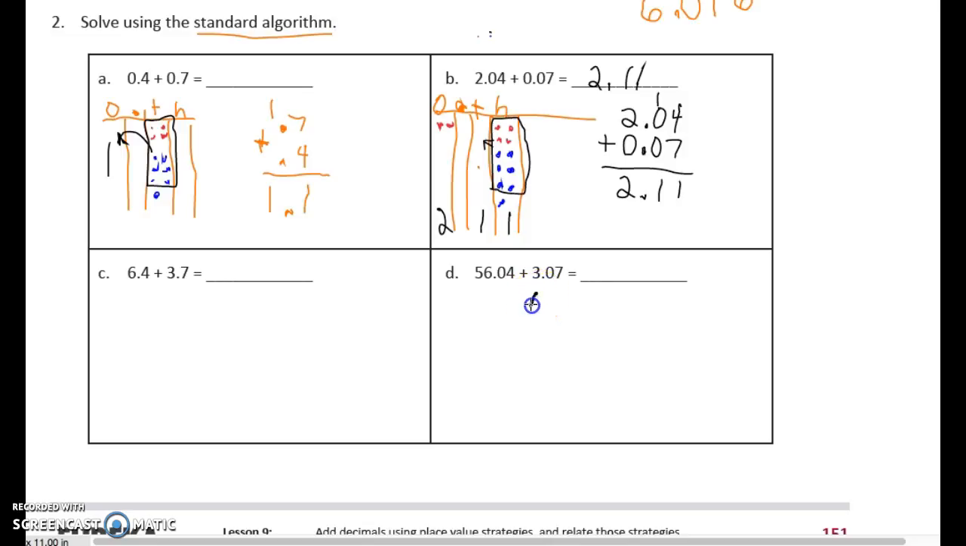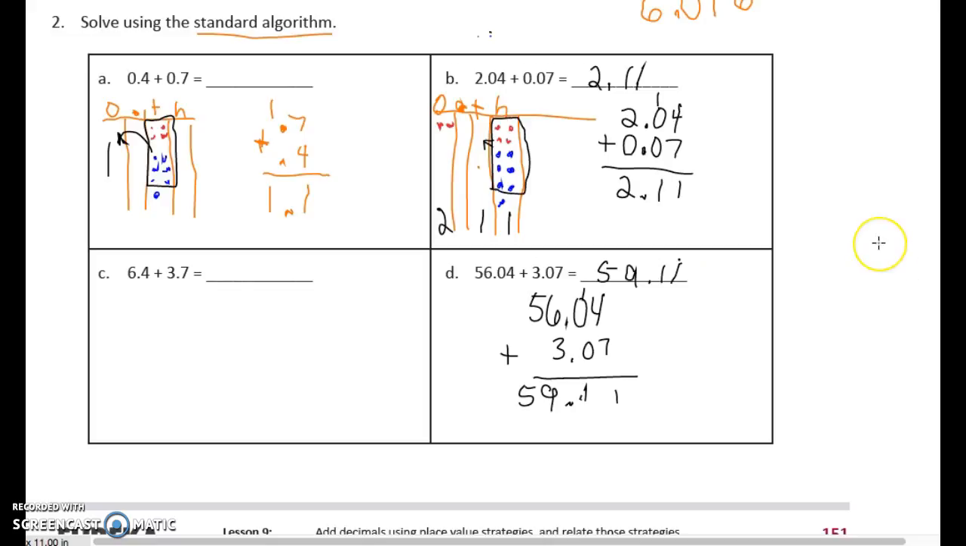So also, let's go ahead and go to this harder one here, and we'll just do it with the straight up standard algorithm. We have 56 and 4 hundredths. We're going to add to that 3 and 7 hundredths. And then when we go to add, we're looking at 4 plus 7 again, that's 11. Carry 1, decimal. 6 plus 3 is 9, and you've got your 5. So 59 and 11 hundredths is your answer.